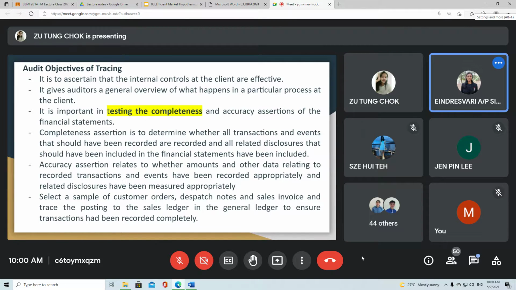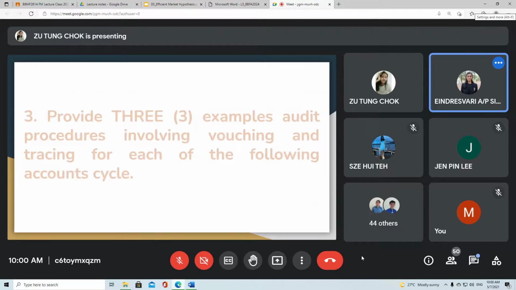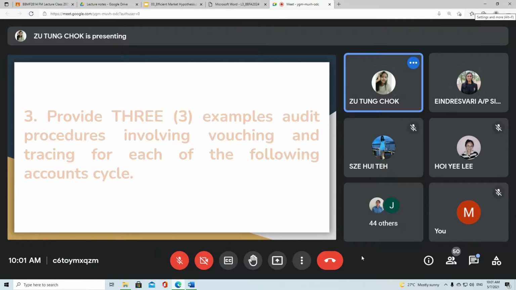Okay, next. Three examples. Can you copy and paste this into Microsoft Word quickly? Okay.